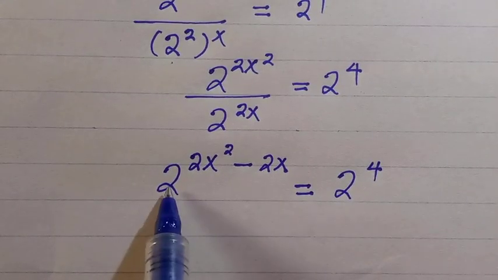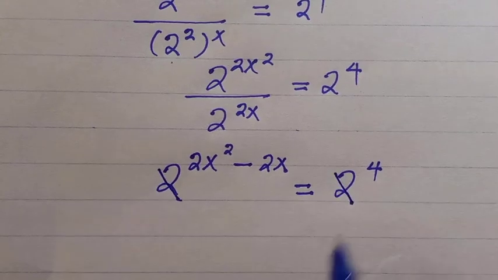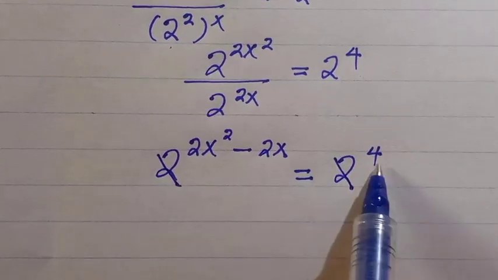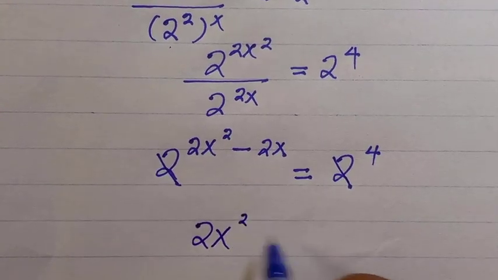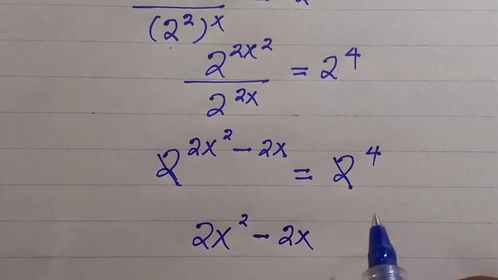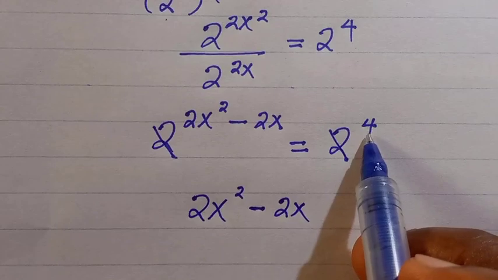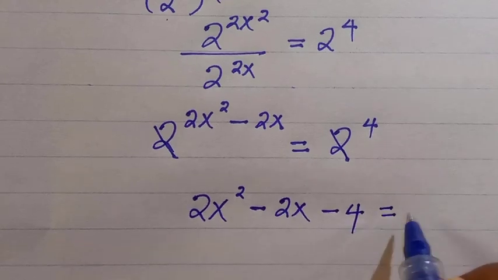So on these two sides we have 2 and 2, which means the 2 cancels the 2. And we are going to equate the powers together, which is 2x squared minus 2x. So when I transfer this 4 to the left hand side, it changes to minus 4, equals 0.